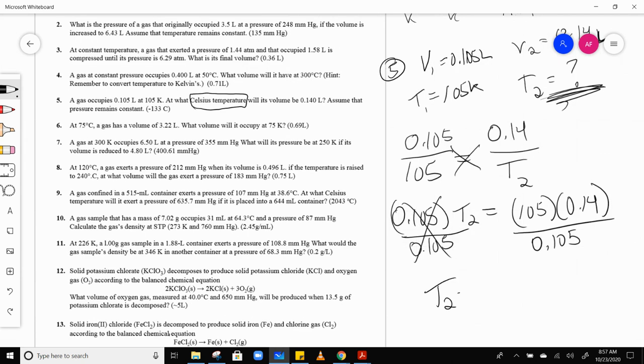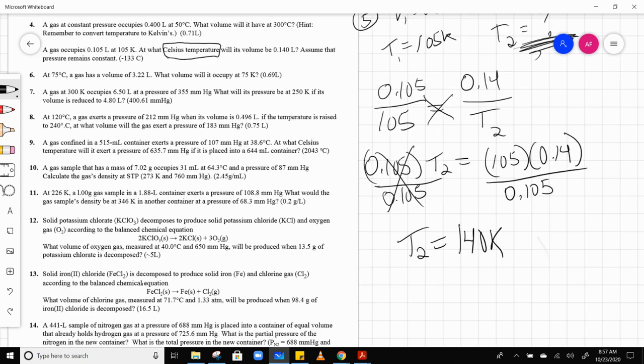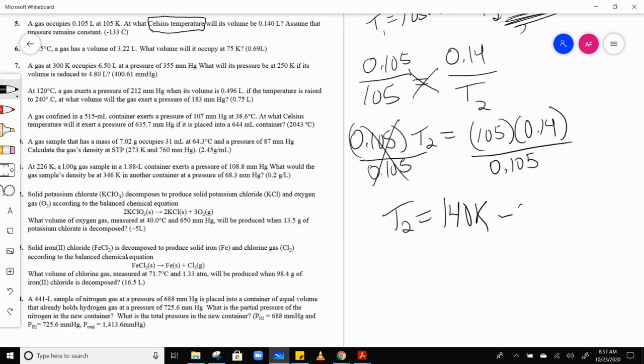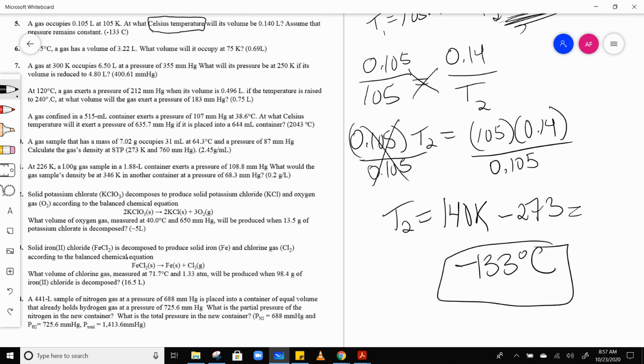So T2 equals, now remember our answer here is going to be in Kelvin, but the question asks for it in Celsius. So 105 times 0.14 divided by 0.105, and I get T2 equals 140. That's in Kelvin though. They want it in Celsius, so we got to subtract 273. So minus 273, and I get negative 133 degrees Celsius. So tricky.